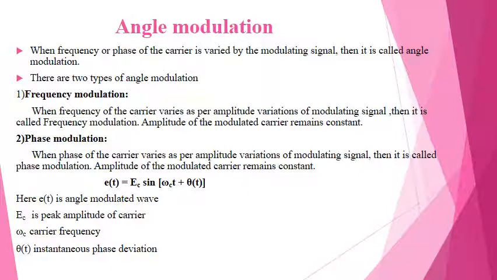Next is the phase modulation. When the phase of the carrier varies as per the amplitude variation of the modulating signal, it is called phase modulation. Here the amplitude of the modulated carrier remains constant. So E of T is equal to EC sin of omega CT plus theta of T.